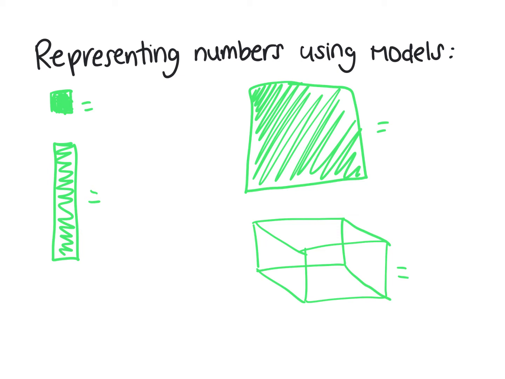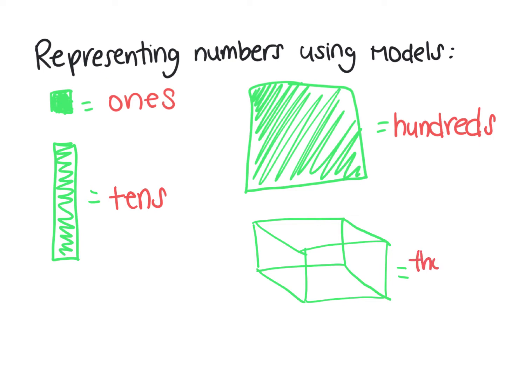The first one, the small little tiny square filled in, that represents the ones. Our filled in rectangle represents the tens. A large filled in square represents hundredths. And the large cube is thousands.